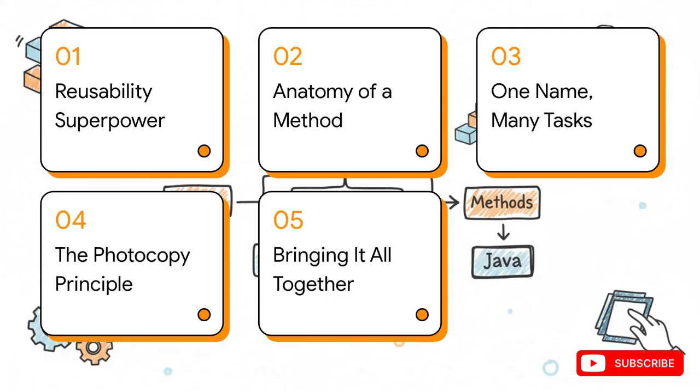So here's the game plan. We'll start with their number one superpower, reusability. Then we're going to take a method apart to see how it ticks. We'll explore how one name can actually do many different tasks, and then we'll unpack something I call the photocopy principle. And finally, we'll put it all together and see it in action.